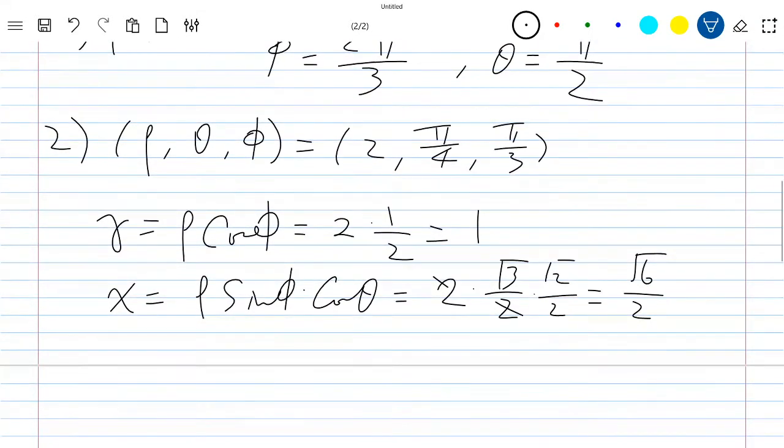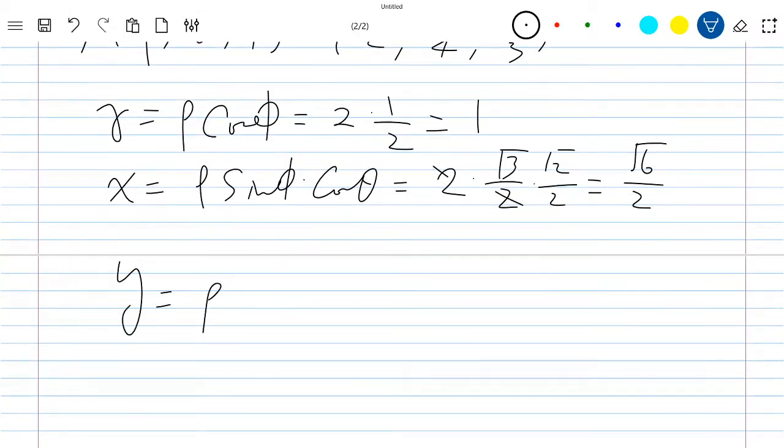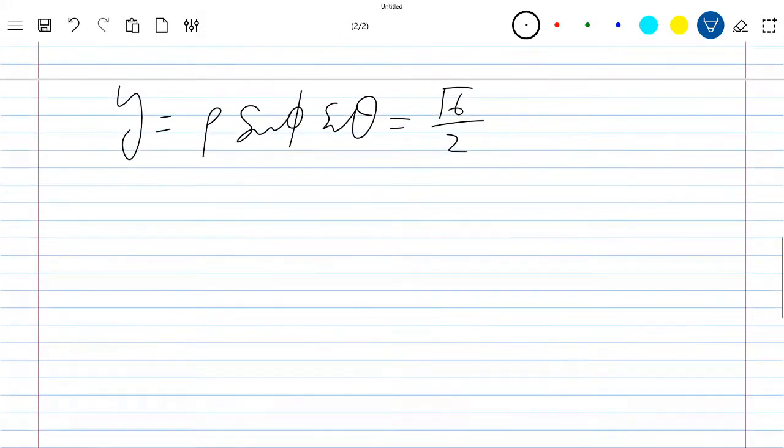And for y, it's rho times sine phi times sine theta. In this case, sine theta equals cosine theta because theta is pi over 4, so it's also root 6 over 2. Alright, so that's the conversion.